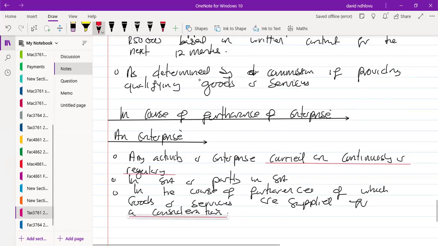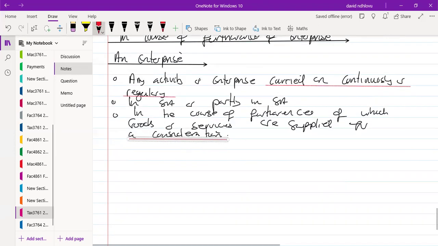Right, so that's the definition of enterprise. Then we have got certain activities that are excluded from the definition of enterprise. These are excluded from the definition of enterprise.